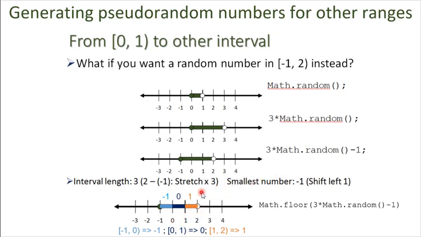Right? So in general, you should just multiply by the number of possibilities, the number of possible integers that you want, subtract or add depending on what you want the starting number to be, and then use math.floor on the result.